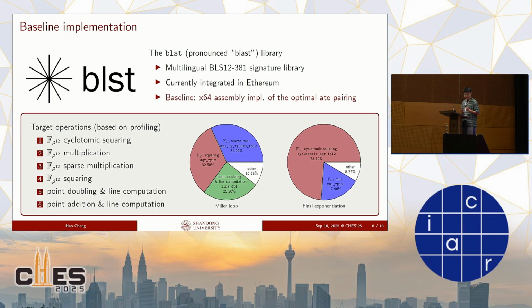And then we carried out a profiling process for the baseline implementation, and here are what the profiling results look like. We listed 6 performance critical operations, and notably, the first one, the Fp12 cyclotomic squaring, takes more than 70% of the execution time of the final exponentiation.